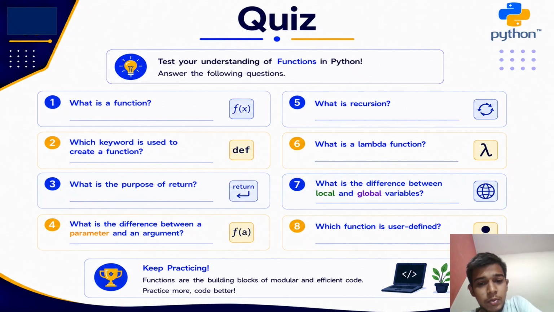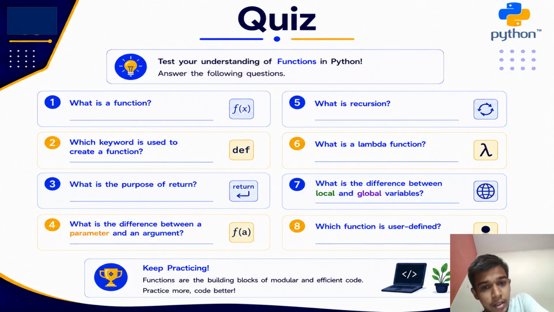So our first question is, what is a function? A function is a reusable block of code that performs a specific task when it is called. Functions help us avoid writing the same code again and again. Now the second question, it is very easy. Which keyword is used to create a function?